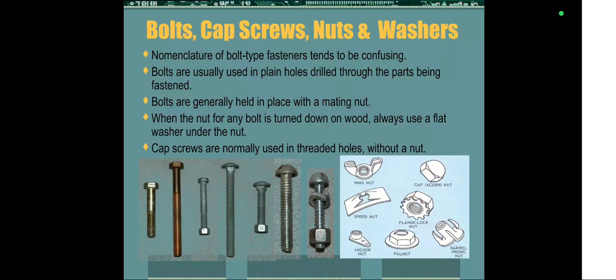And the next one is bolt, cap screw, nut and washer. Nomenclature of bolt types: fasteners tend to be confused. Bolts are usually used in a plain hole drilled through the part being fastened. Bolts are generally held in place with a mating nut. When a nut for a bolt is turned downwards on wood, always use a flat washer under the nut. Cap screws are normally used in a threaded hole without a nut.